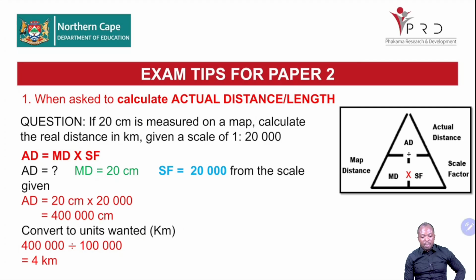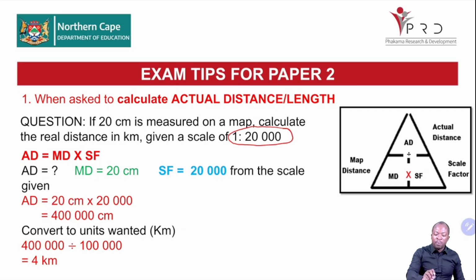So let's look at an example then. When you are asked to calculate the actual distance, they're saying if 20 centimeters is measured on a map, that's the map distance. Calculate the real distance in kilometers, given a scale of 1 is to 20,000. So the scale of 1 is to 20,000 is a number scale. Can you see that? It's not a bar scale. So how do we do it?